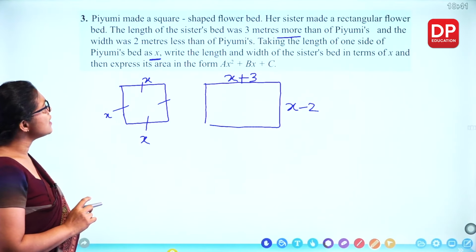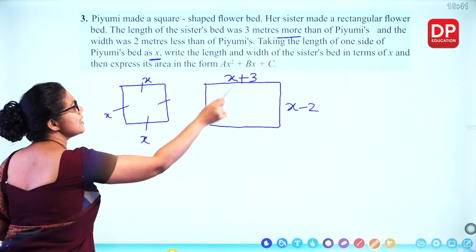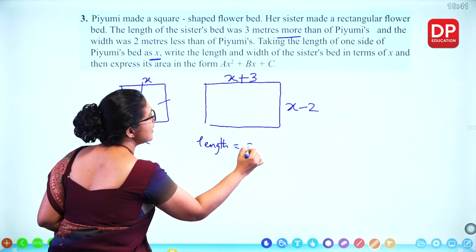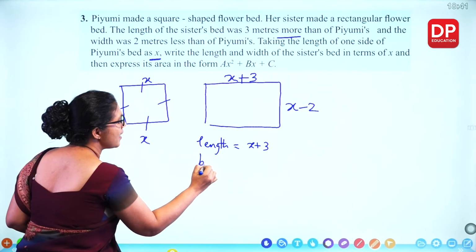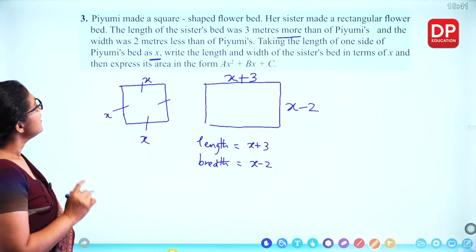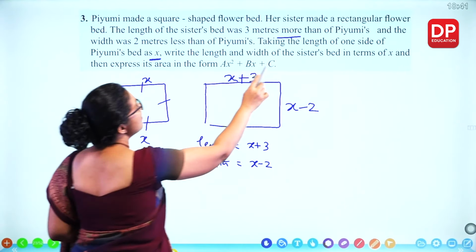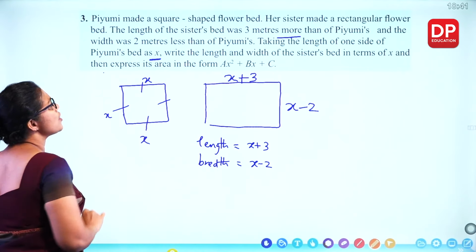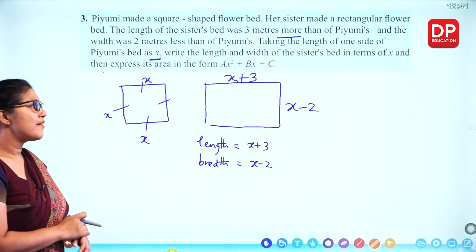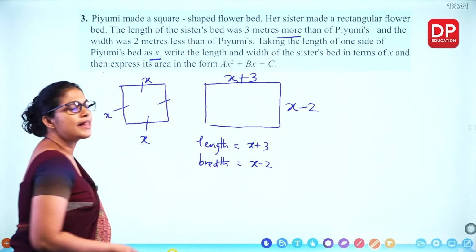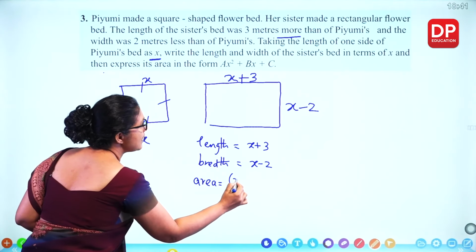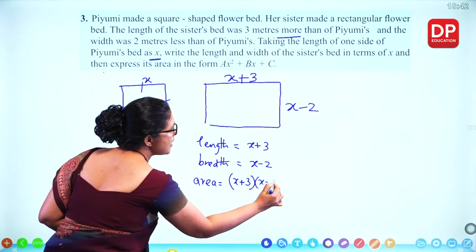Now what's the question? Write the length and the width of the sister's bed. So this is the length. What is the length of this rectangle? x plus 3. What's the breadth of the rectangle? x minus 2. And it says using this, you are asked to find an expression for the area of this rectangle. How do you find the area of the rectangle? You just multiply length into breadth. So we can straight away find area is equal to length x plus 3, breadth x minus 2.